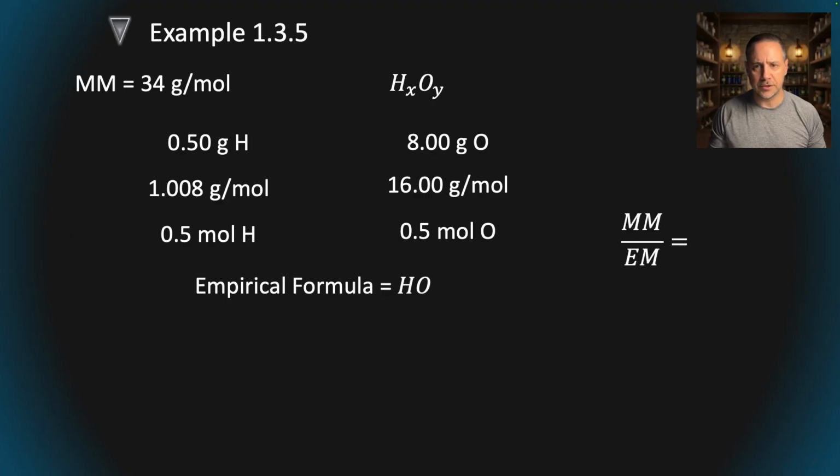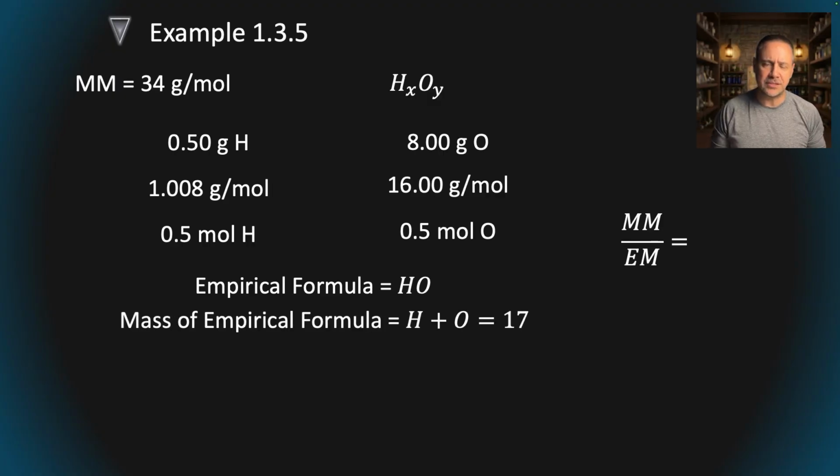This equation will calculate the multiplier. MM is the abbreviation for molar mass, and I'm using EM for empirical mass, or the mass of the empirical formula. The question provided the molar mass, and I'm going to estimate the empirical mass. The multiplier is always a whole number, so 17 is close enough. Now, plug in the molar mass and the empirical mass, and I get a multiplier of 2.